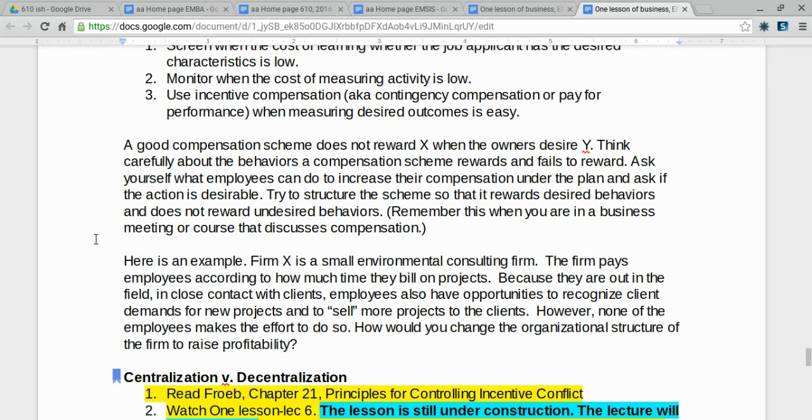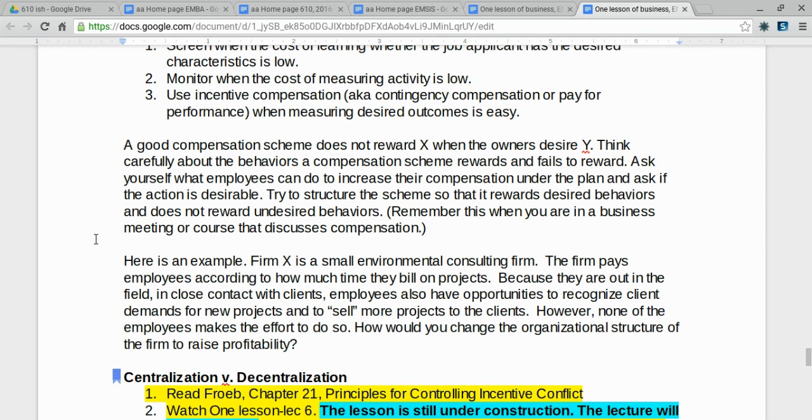It's important to recognize that this compensation scheme should not reward X when the owners desire Y. Think carefully about the behaviors a compensation scheme rewards and fails to reward. Ask yourself what employees can do to increase their compensation under the plan, and ask if the action is desirable. Try to structure the scheme so that it rewards desired behaviors and does not reward undesired behaviors. Remember this when you're in a business meeting or course that discusses compensation.